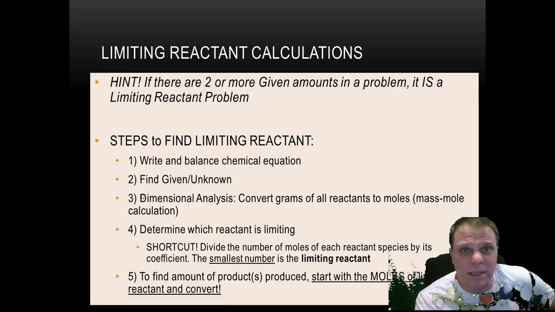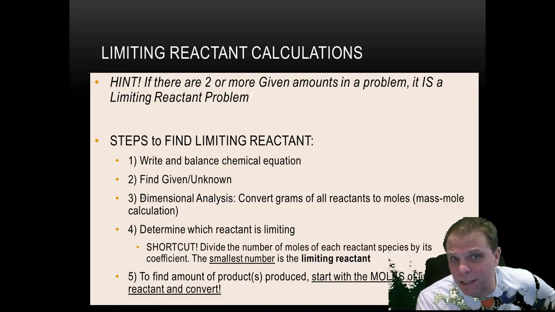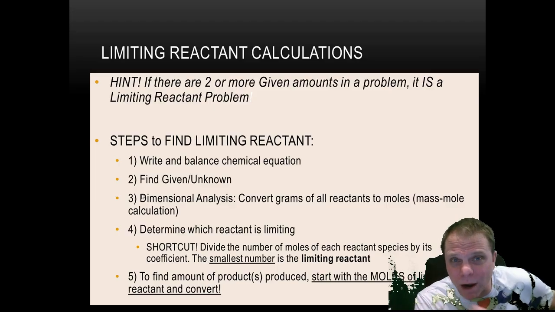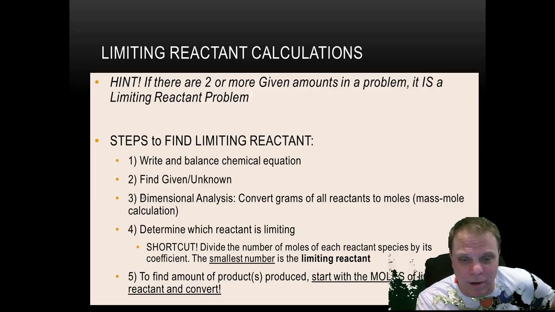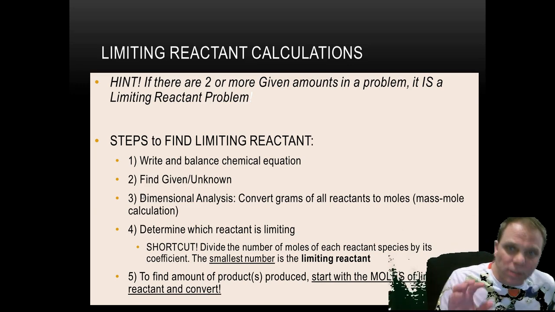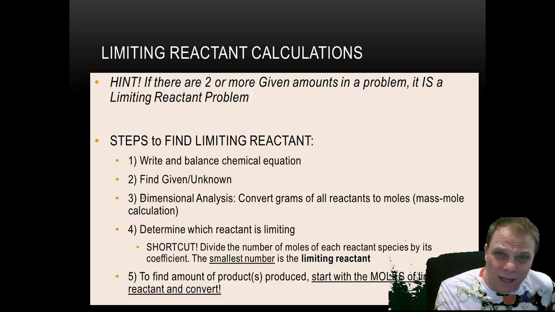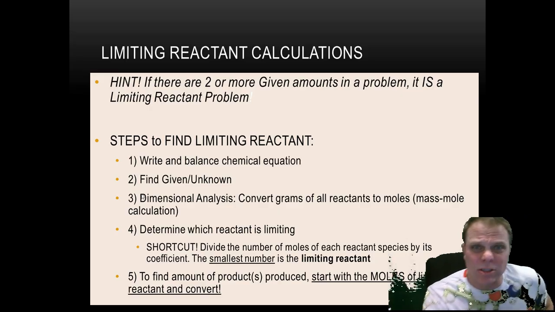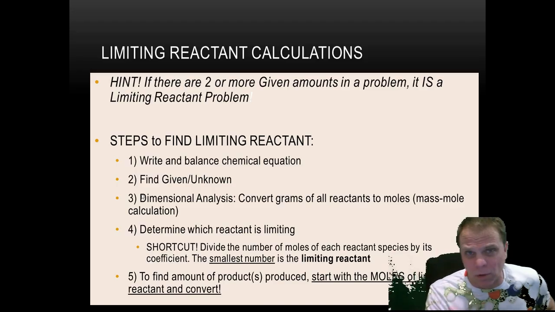Okay, this is a good way to do it. It's not the only way to do it. It makes sense to some people, doesn't make sense to other people. You need to figure out which way makes sense to you as you figure out how to solve these problems. All right, so then you start with the number of moles of the limiting reactant. You don't have to go all the way back to grams again. You've already come from grams to moles. So now just start the rest of your problem in moles.